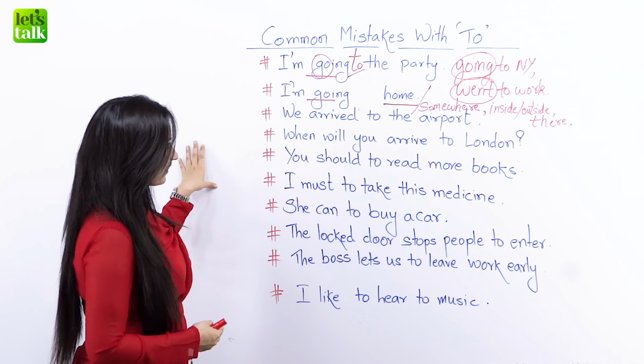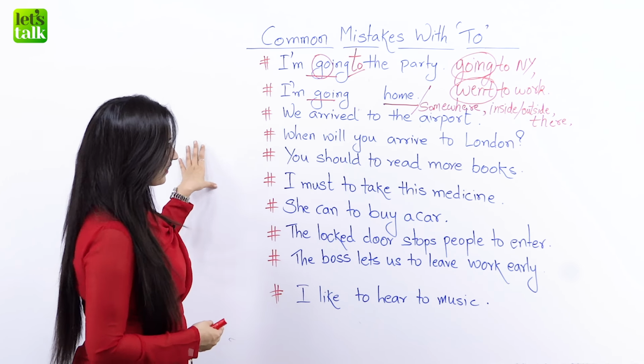Now think about it like this. If you had go instead of arrive, how would you make the sentence? You will say, we need to go to the airport. Yes, it's okay to use to with airport when we have go, but it's wrong to use to with arrive. Okay, so here we will replace to with at.